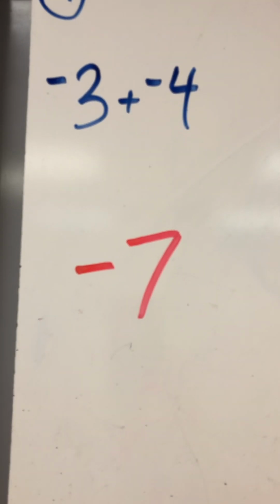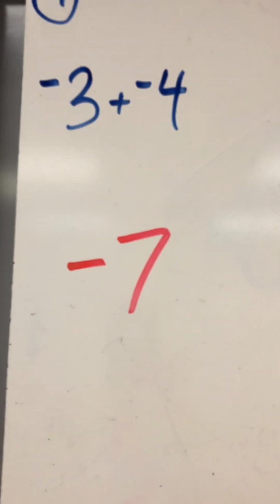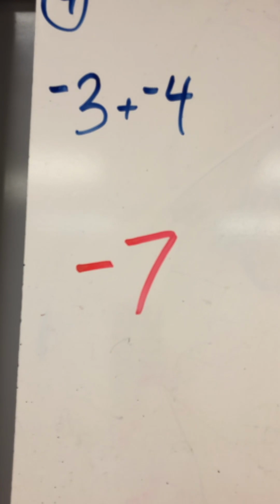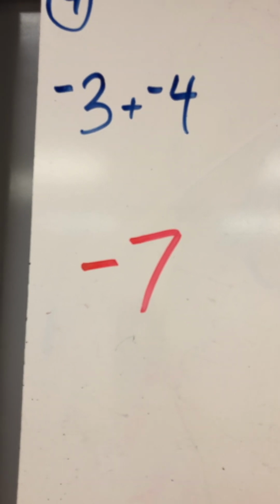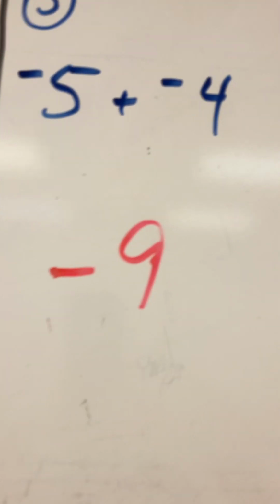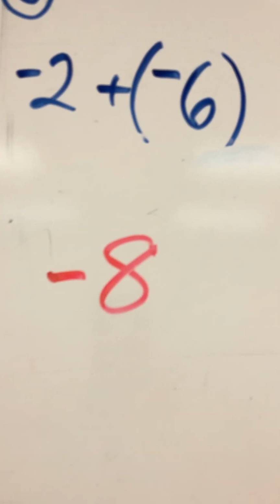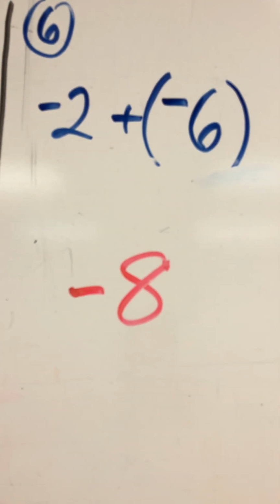Yes, when you multiply a negative times a negative, that's a positive. But a negative plus a negative, that's a bigger negative. Okay? Two negatives when you're adding makes a bigger negative. Negative 5 and negative 4 is negative 9. Negative 2 and negative 6 is negative 8.